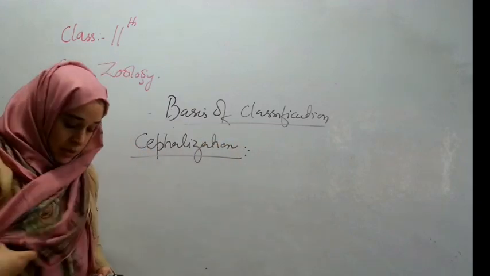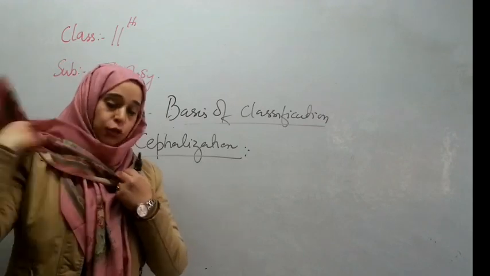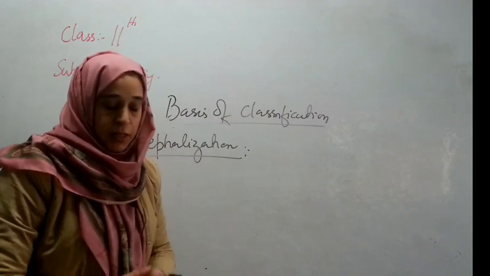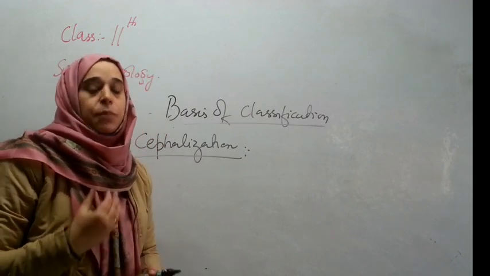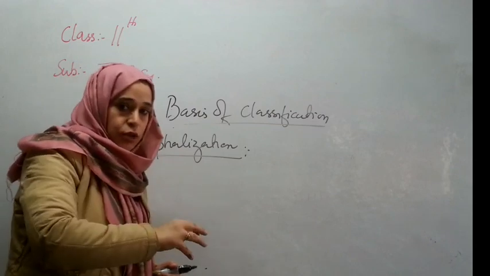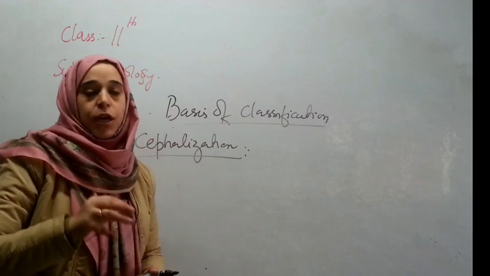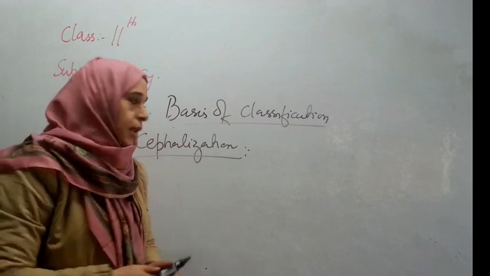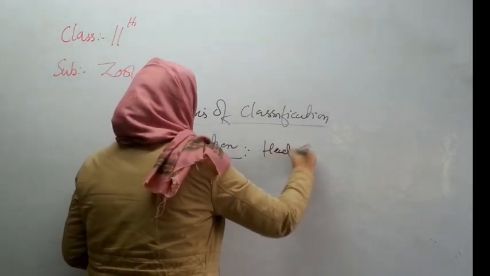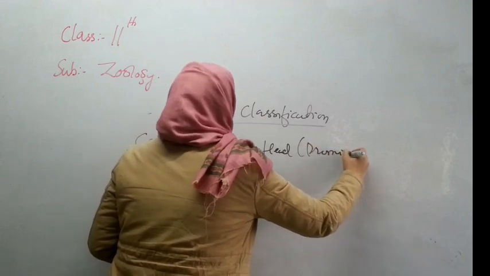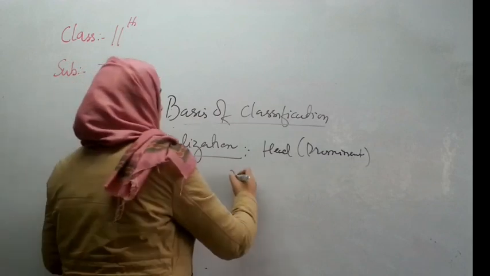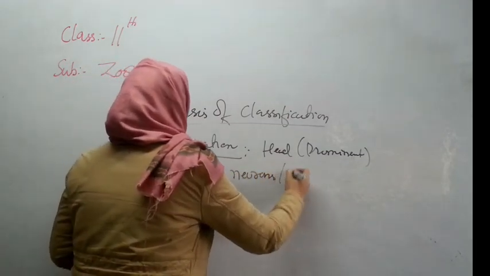Dear students, when we talk about cephalization, it means the presence of a distinct head, the head that possesses different types of sensory organs, different types of receptors, a brain, and different types of neurons as well. That is known as cephalization. That means head prominence is there. The prominent head is there, which possesses the nerves, the neurons, as well as the sensory organs.